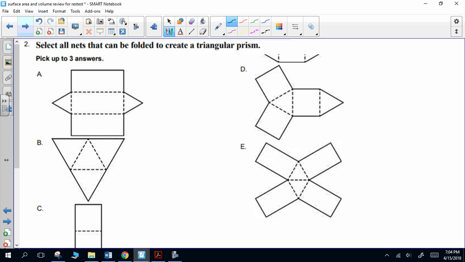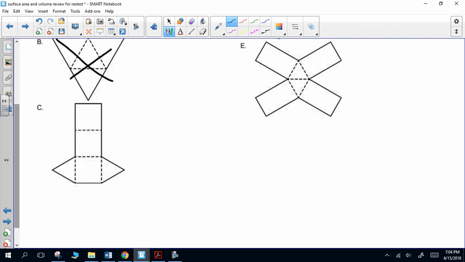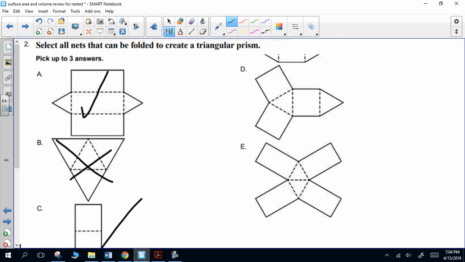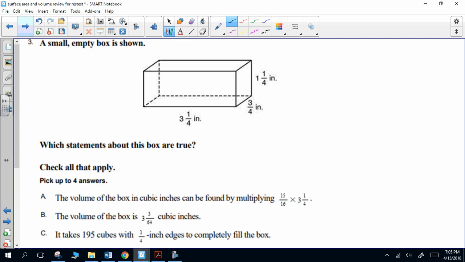All right, next one. Select all the nets that can be folded to create a triangular prism. So I know that this one will. This one is a pyramid, so that one won't work. So let's see, 1, 2, 3. If I fold up the sides, will this make a prism? Yeah. Okay. And then when I look over here, if I fold up the sides, I've got yes, so that will. So that'll be the end. This one will not because these two faces, the two bases touch each other, so that won't work. So the answer was A, C, and D.